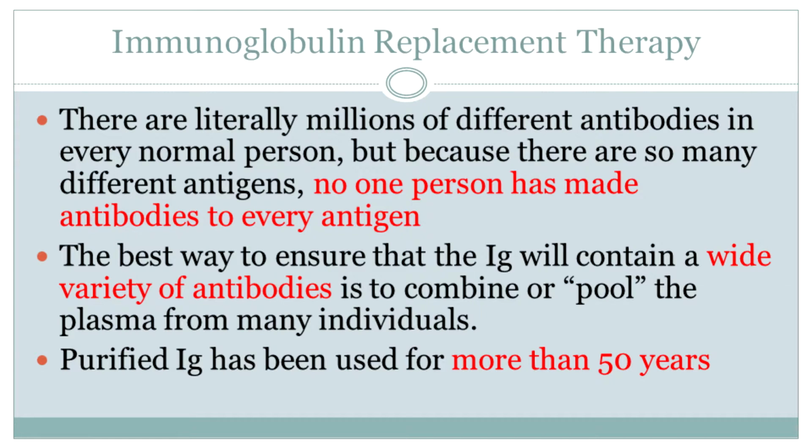As you all know, it is not possible for one person to have protective antibodies to every antigen that is out there. So what is done is about 50,000 donors donate blood, plasma is extracted, and immune globulins are pooled. These are purified and nanofiltrated and administered IV or subcutaneous to patients. Purified IG products have been used for over 50 years, but used to be IM administration.